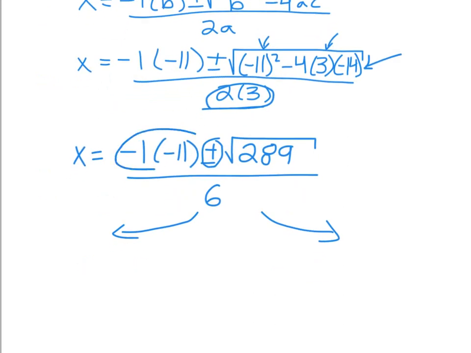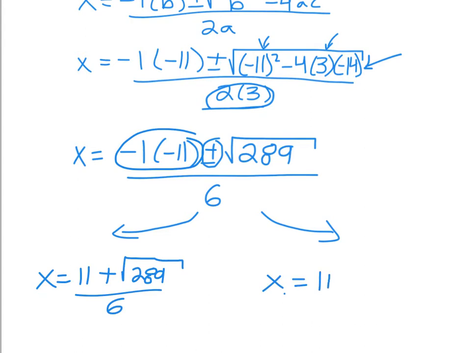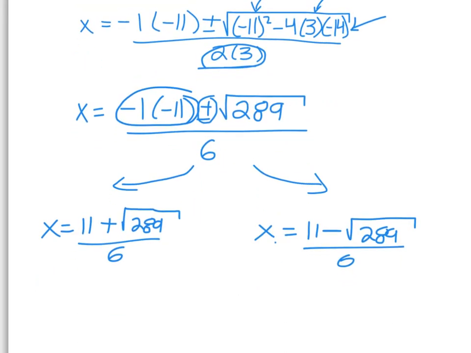And really, I can solve for this part right now too, right? So negative 1 times negative 11 is 11. So x is equal to 11 plus the square root of 289 divided by 6. And then x is equal to 11 minus the square root of 289 divided by 6. So now you can see where that plus and minus sign comes in. What it's doing is that we're separating the equation really into these two different x-intercepts right now.